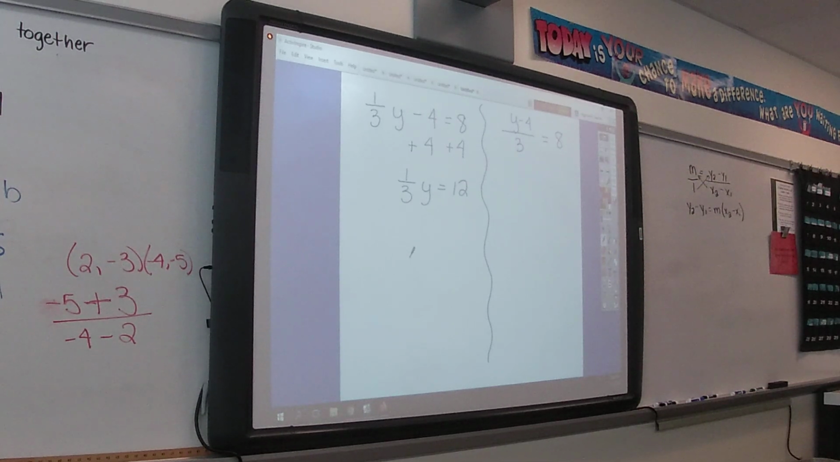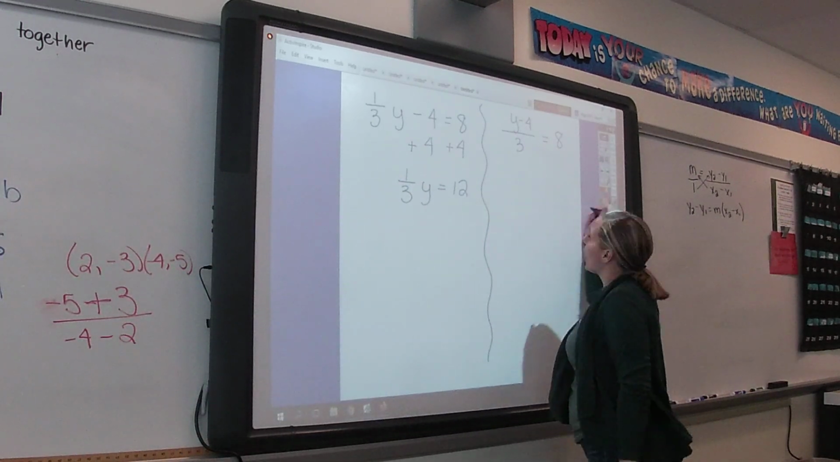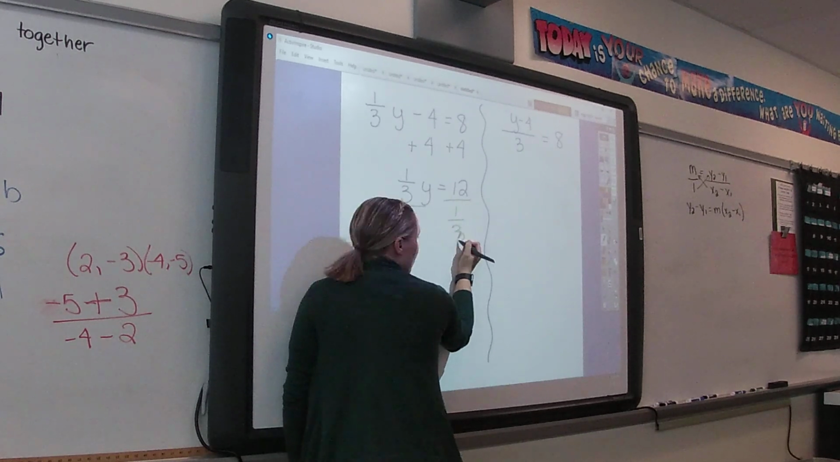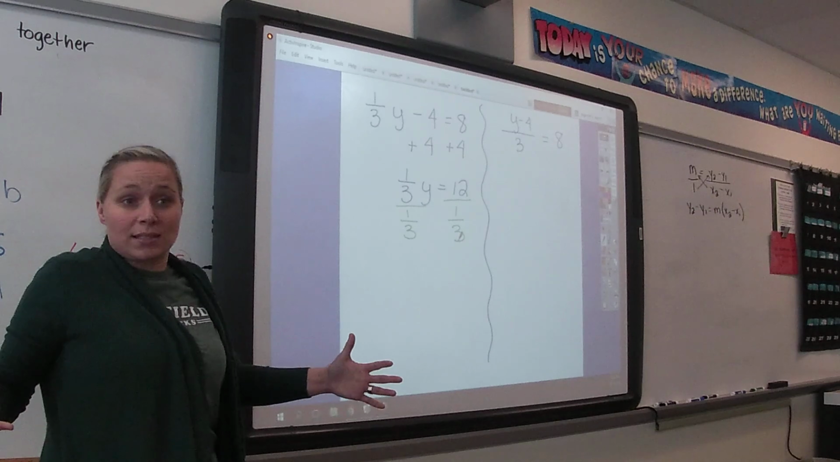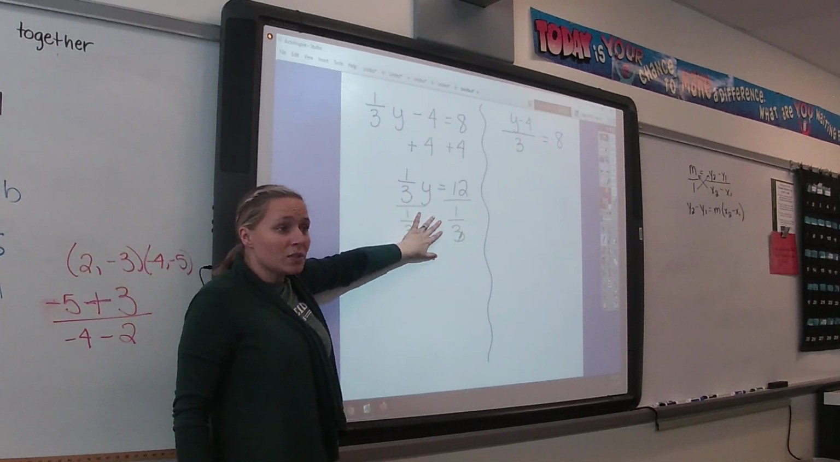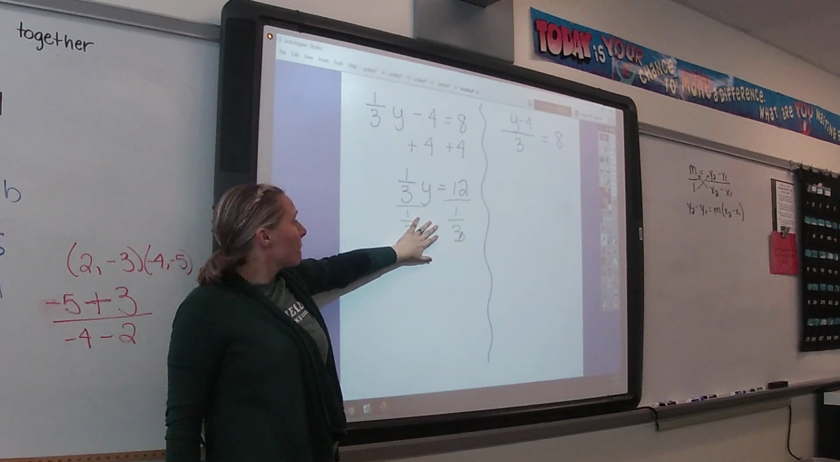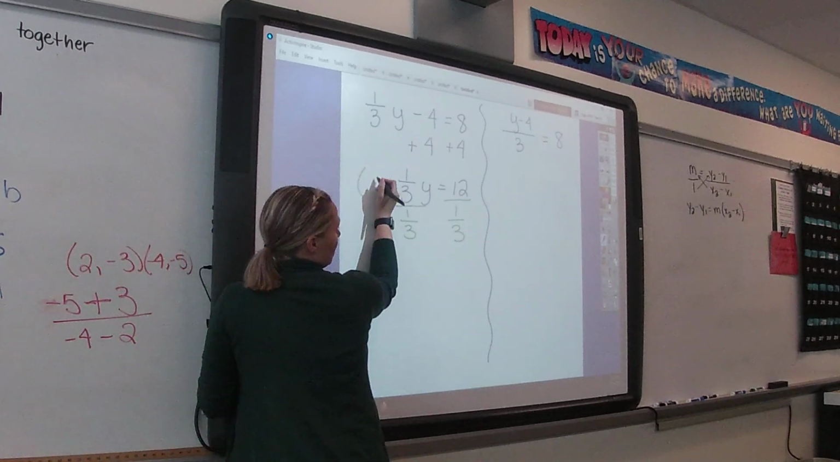How am I going to get rid of that 1/3? Divide by 1/3. Okay, so then let me ask you this. Would you write it down like this? Is that what you guys would write down? Sometimes my students say yes. Some students do that. There's nothing wrong with writing this. What else do we maybe write down?